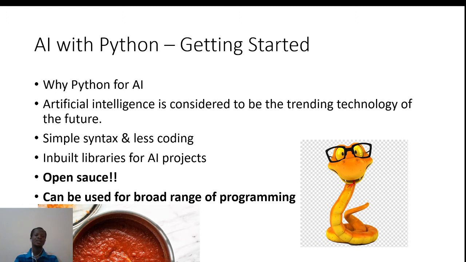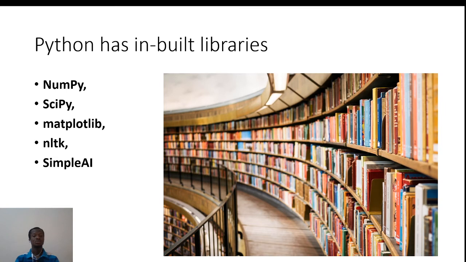It can be used for a broad range of programming. So Python works very well on the web, works well with other programming, creating interfaces, etc. We can go into all that, but that's why Python is so good for AI.